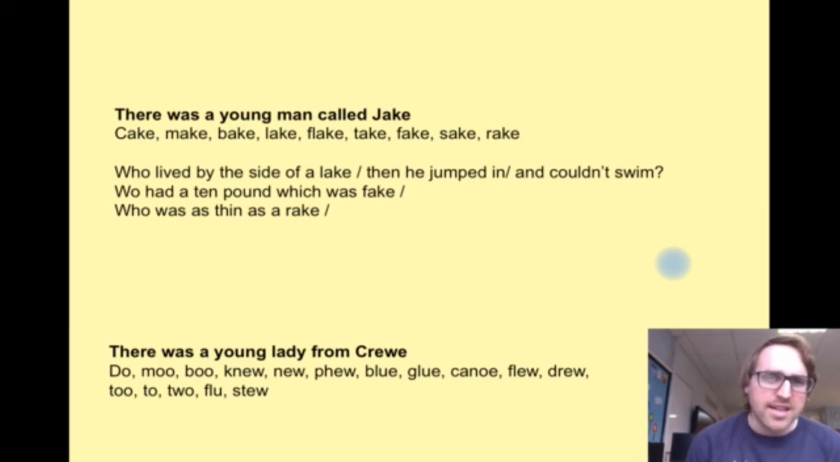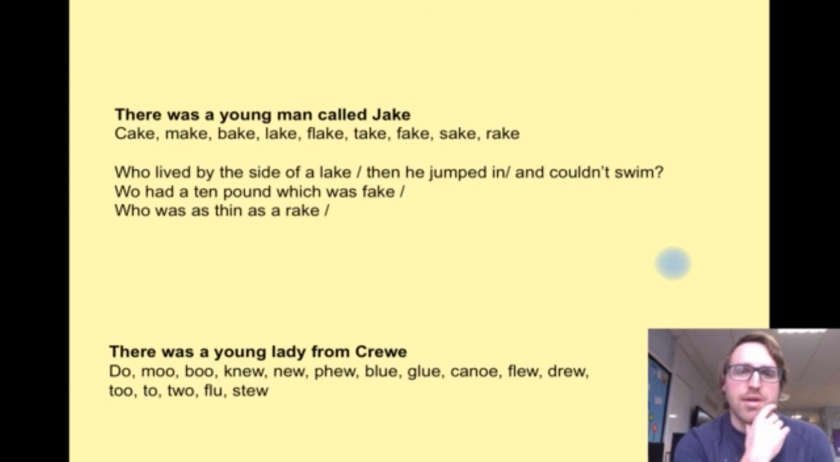Who had a £10 which was fake. Okay, so you can use that word fake at the end. Who was as thin as a rake. That's quite a nice one as well, isn't it? So I'm starting to then plan out my ideas using that rhyme.